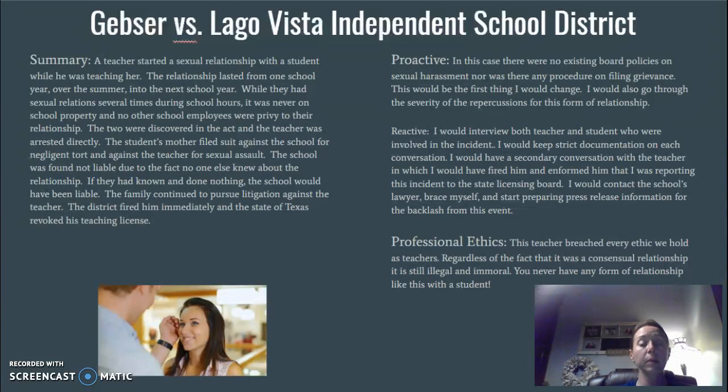The family continued to pursue litigation against the teacher. The district fired him immediately, and the State Board of Education of Texas revoked his teaching license.